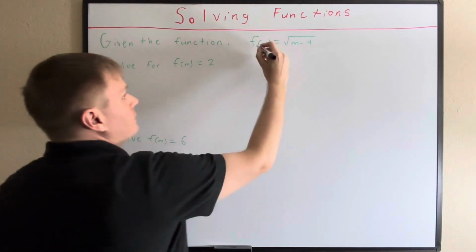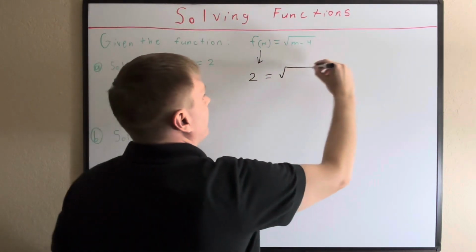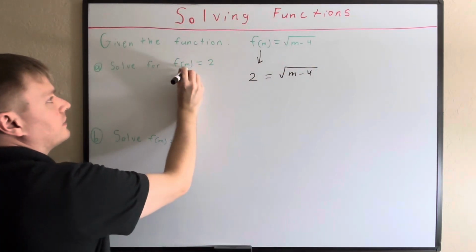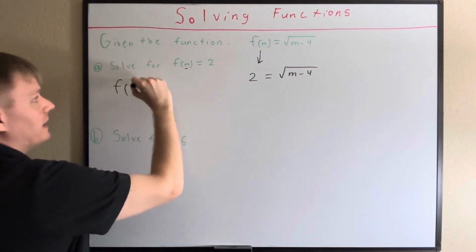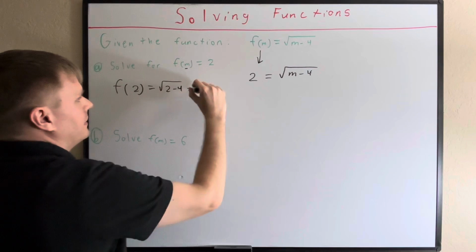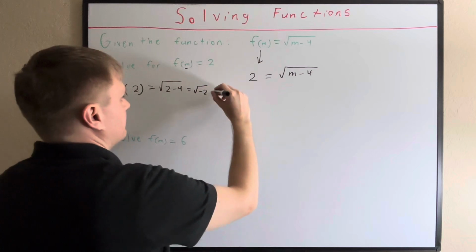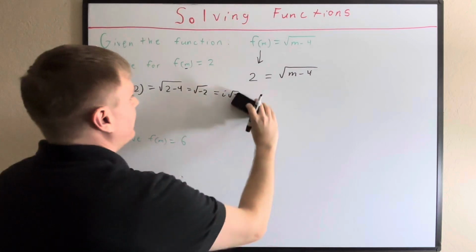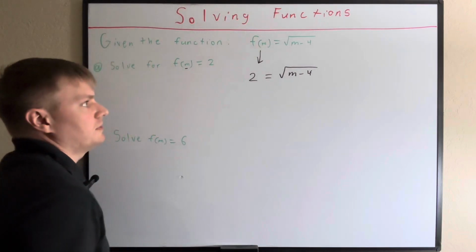If f of m equals 2, then we're substituting f of m, not m. What we're solving for is m. That's what we want to solve for this time. If we were evaluating for f of 2, then we would just do square root of 2 minus 4, which is consequently the square root of negative 2, which is i square root 2. So it's an imaginary number. But that's not what they're asking for. Saying solve for f of m equals 2.